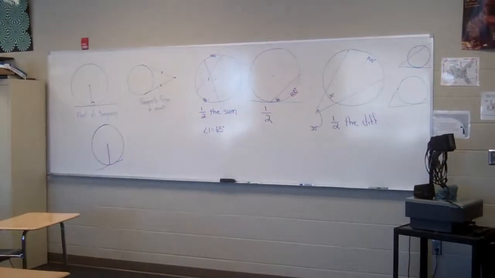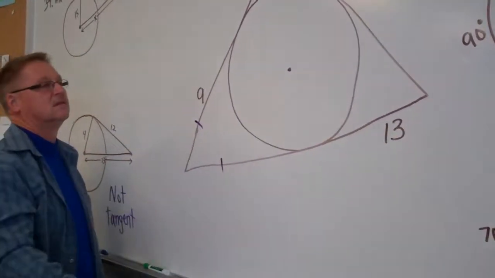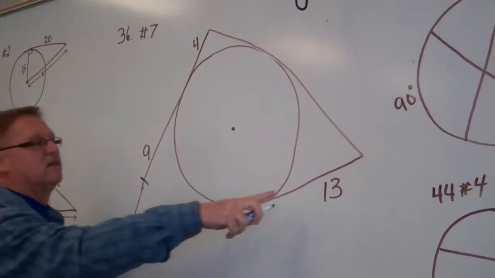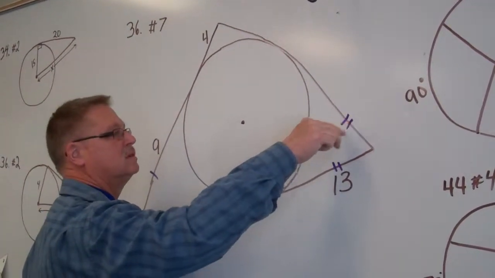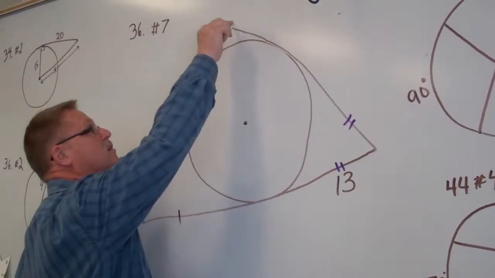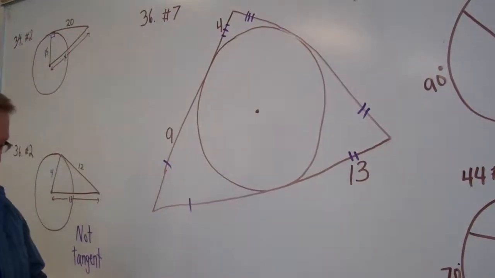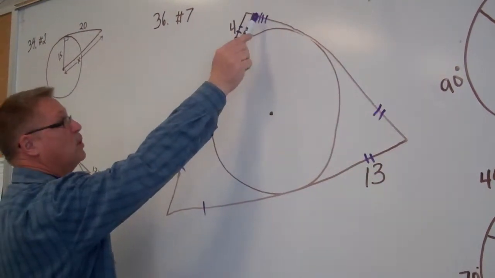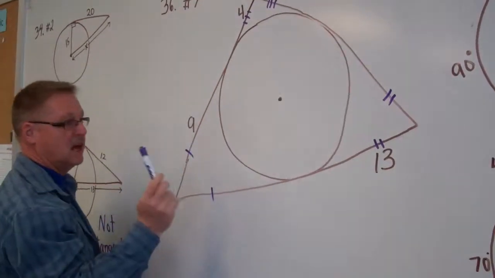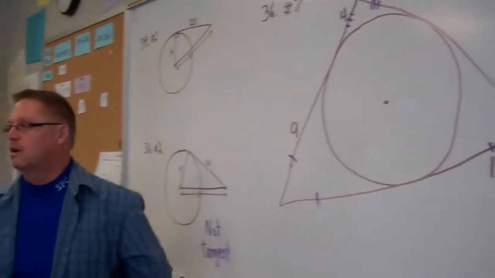You just have to remember the second part of our lesson today. These are equal. And these, since they come from the same point, are equal. And these are equal. So you can find the perimeter of that triangle just by going 4 plus 4 plus 9 plus 9 plus 13 plus 13. It's not so hard.